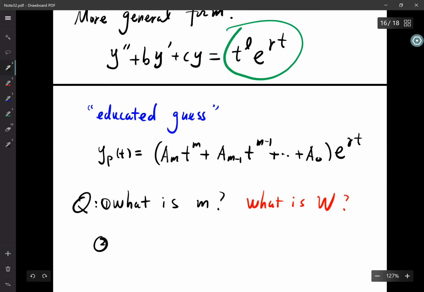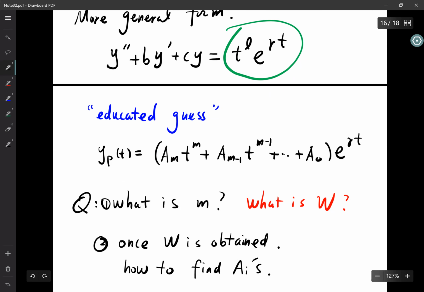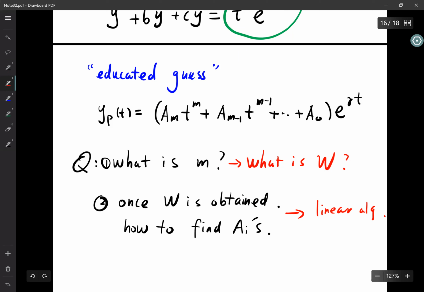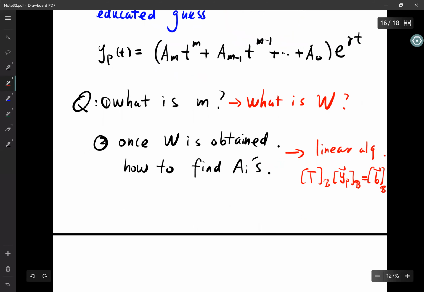Two, once W is obtained, how to find the a's? But this question is really very straightforward. This is linear algebra. I must be solving some sort of system like the matrix times the coefficient vector B equals the right-hand side. And once I get the solution, I'm done. Any question?